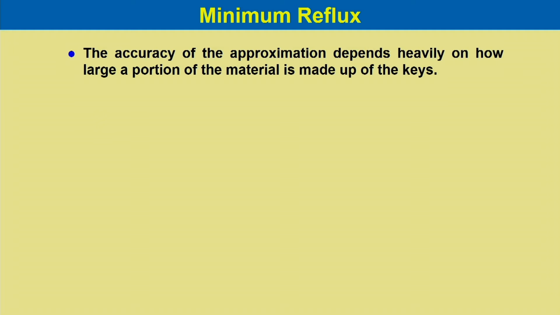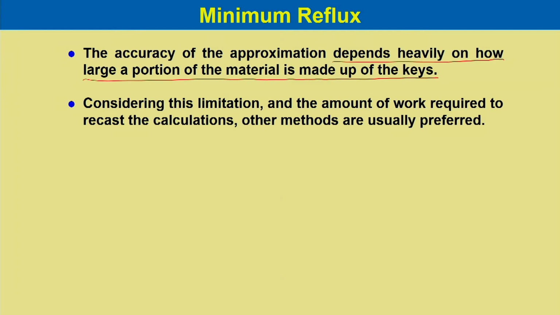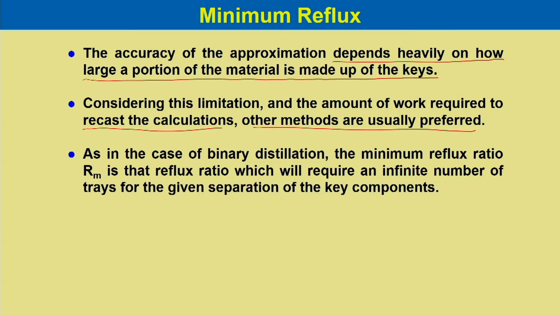However, the accuracy of the approximation depends heavily on how large a portion of the material is made up of the key components. Considering this limitation and the amount of work required to recast the calculation, other methods are usually preferred. As in the case of binary distillation, the minimum reflux ratio, that is Rm, is that reflux ratio which will require an infinite number of trays for a given separation of the key components.